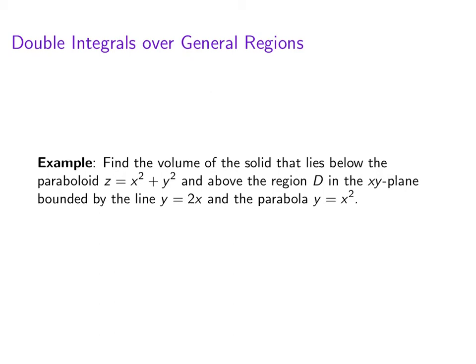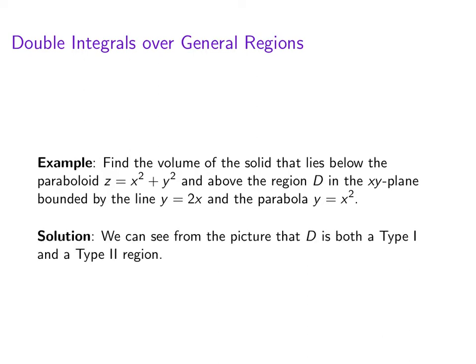Hello, calculus fans. Let's find the volume of the solid that lies below the paraboloid z equals x squared plus y squared and above the region D in the xy plane. That region is bounded by the line y equals 2x and the parabola y equals x squared. Now, we'll show you the picture here in a moment. You can see that it's both a type 1 and a type 2 region.